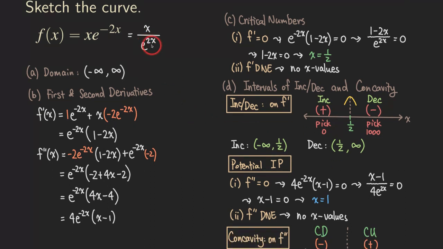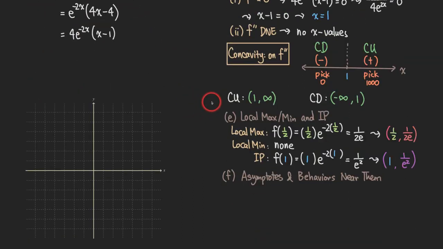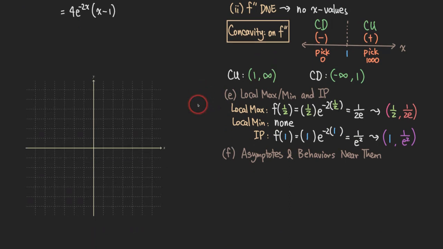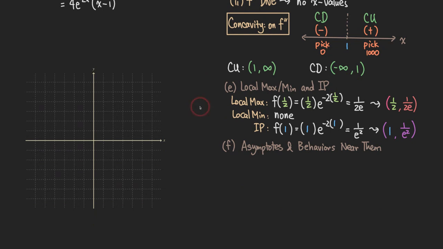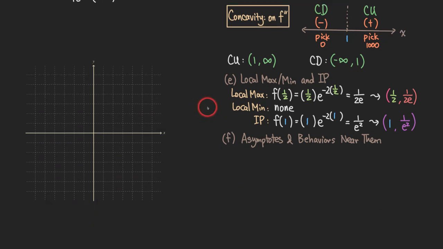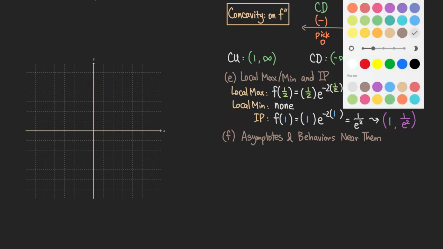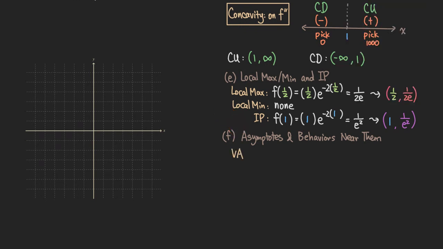Right? We cannot have the denominator approaching 0. So that means no vertical asymptote. So for VA, there is none. Right? There is no number that you let x approach to where the function is approaching infinity or negative infinity. That's what happens. Now, what about the horizontal asymptote?